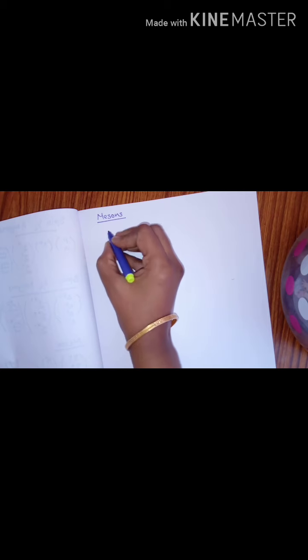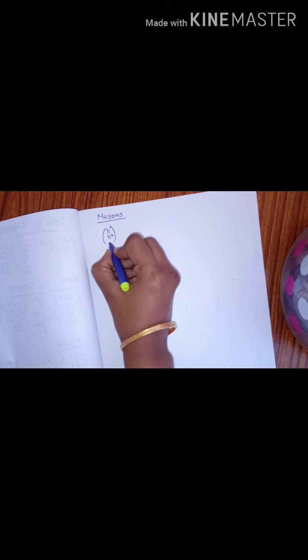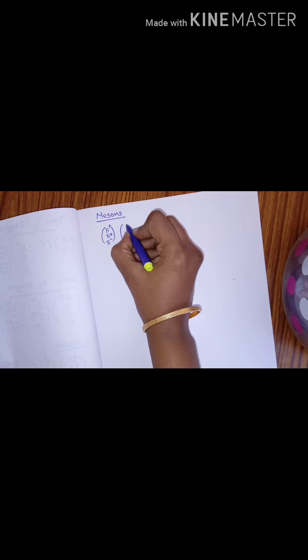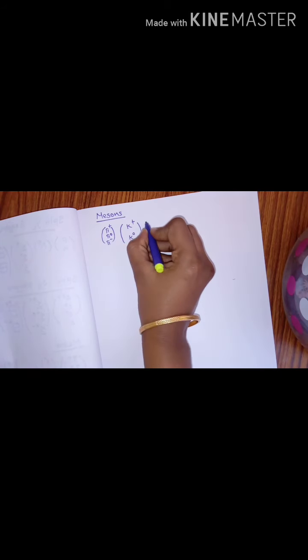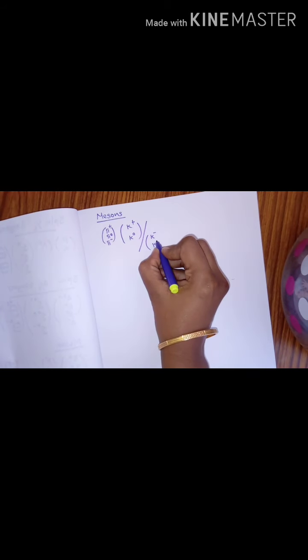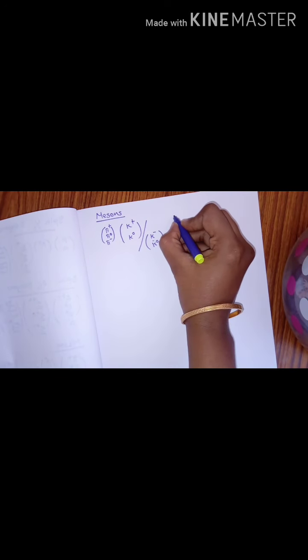Now I am going to discuss all the particles in each group. In the meson group, there are pi plus, pi naught, pi minus. Next are K mesons, that is K plus, K naught, and their antiparticles K minus, K naught bar. Next is the eta meson.